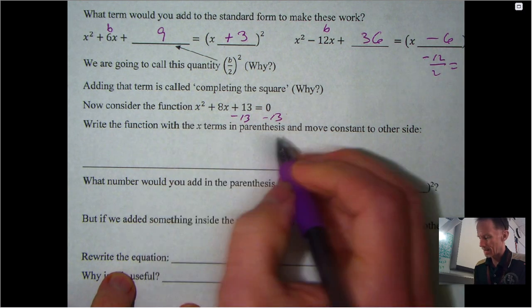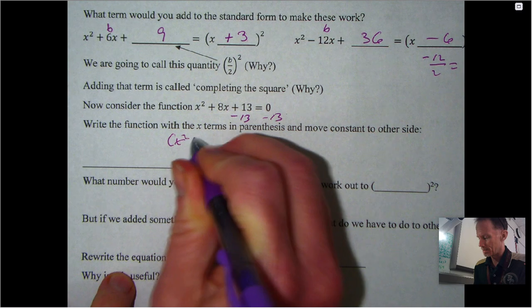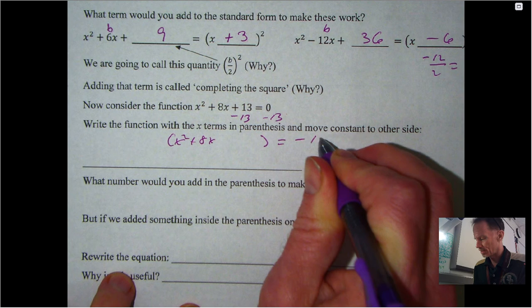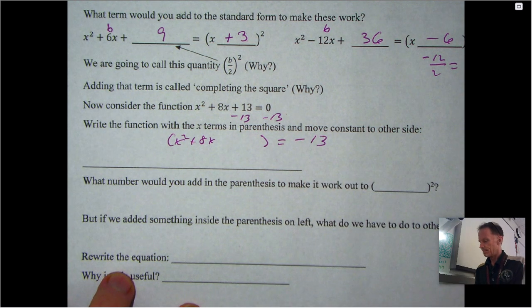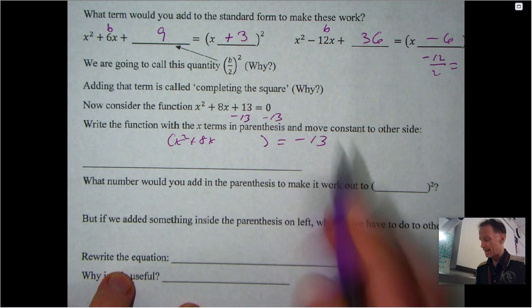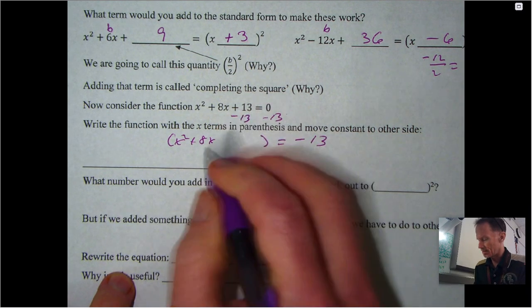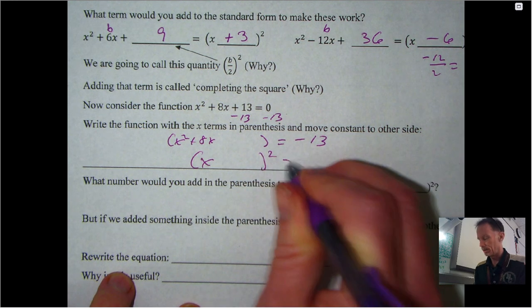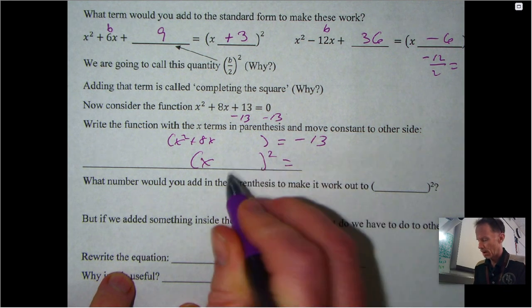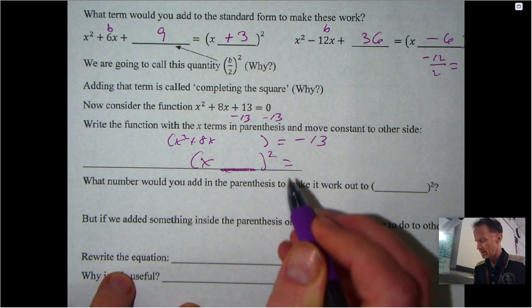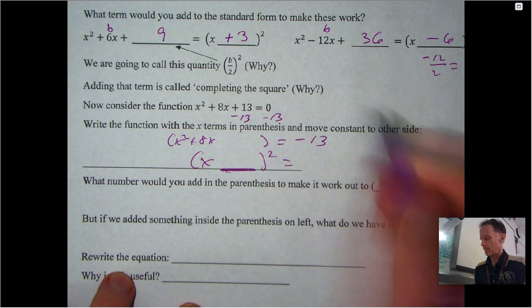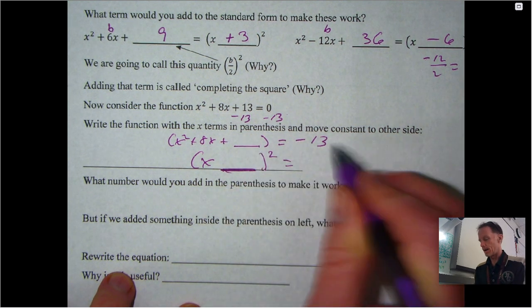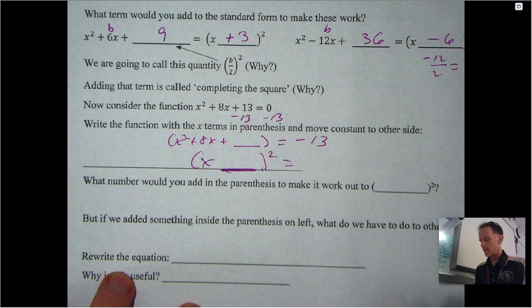So I'm going to write this as x squared plus 8x, leave a space, equals negative 13. And then I want to make this look like (x plus something) squared equals whatever. So I want to add a number here in this space. I'm going to do that first, and then I'm going to add whatever number that is in that space, and then we'll talk about the other side. So again, look at your b value.